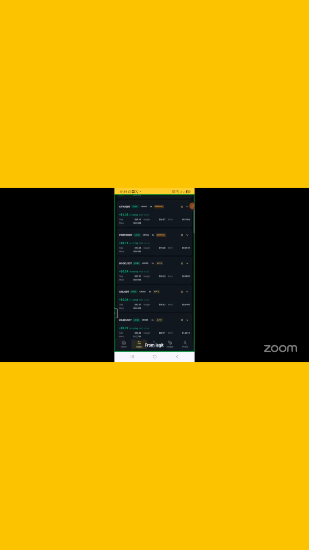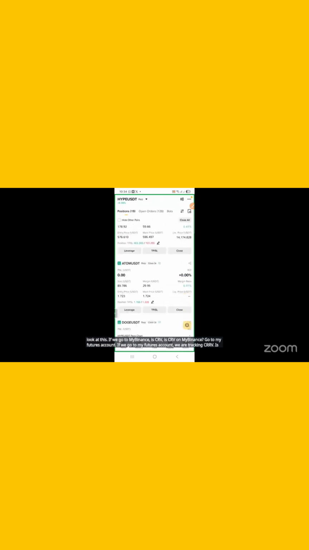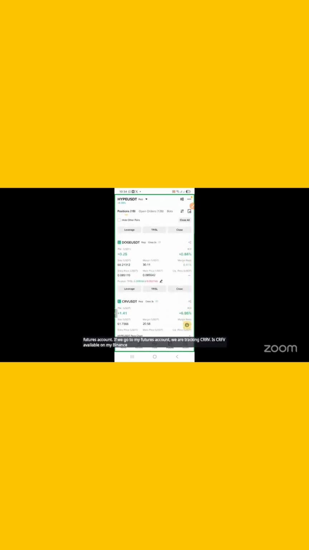A legit platform is going to place the trade on your Binance. Let us track CRV. Is CRV available on my Binance? Because we should look at this. If we go to my Binance, is CRV on my Binance? Let's go to my futures account. If you go to my futures account, we are tracking CRV. Is CRV available on my Binance account?